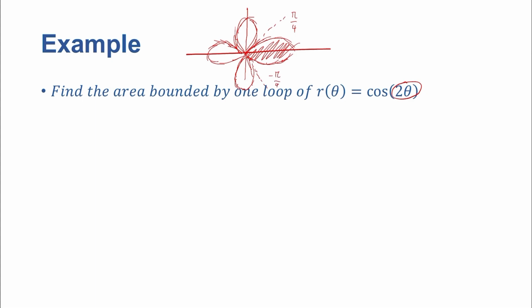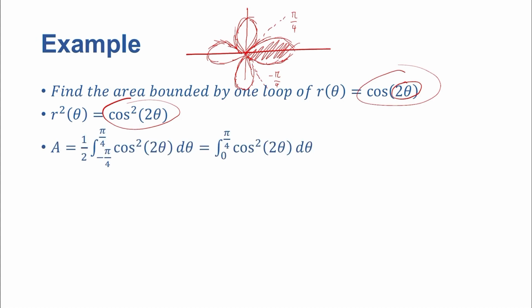Okay, so now we know where we're going to be integrating. Our theta is going to be swept out by negative pi over 4 to pi over 4. So we get r squared of theta. We need to find r squared of theta. That's just cosine squared of 2 theta. We just square this. Now we're going to plug it into an integral.